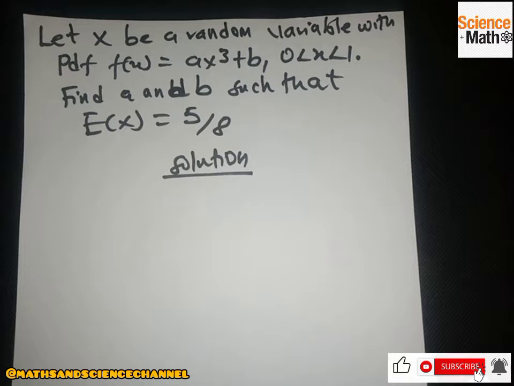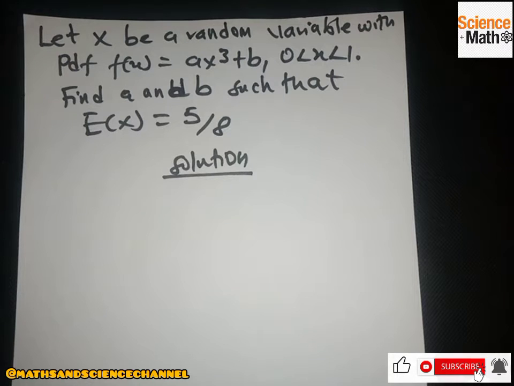Now in this section we have a continuous variable, so let's quickly look at it. Let S be a random variable with PDF f(s) = as³ + b, for 0 < s < 1. Find a and b such that the expectancy of S is equal to 5/8.